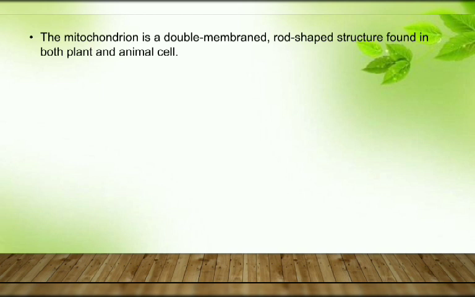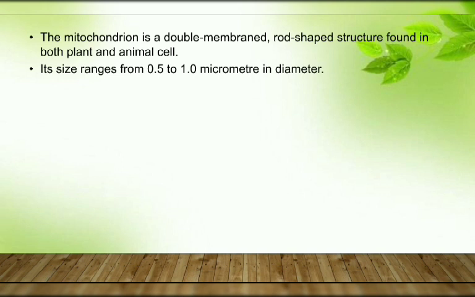On the surface of cristae there are many racket or mushroom-like structures called oxysomes or F0F1 particles. The liquid present inside is called the matrix. Inside the mitochondria, 70S ribosomes and DNA are present, so they are semi-autonomous or self-autonomous organelles. Its range is 0.5 to 1.0 micrometer in diameter.